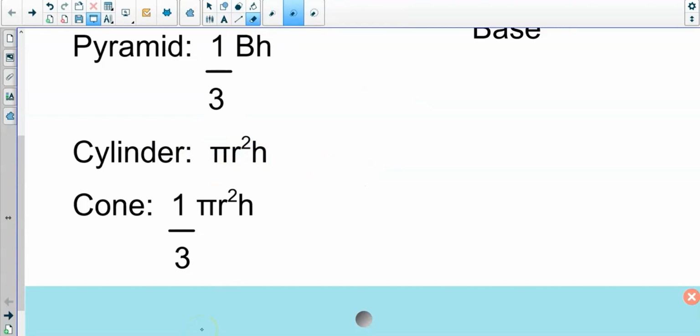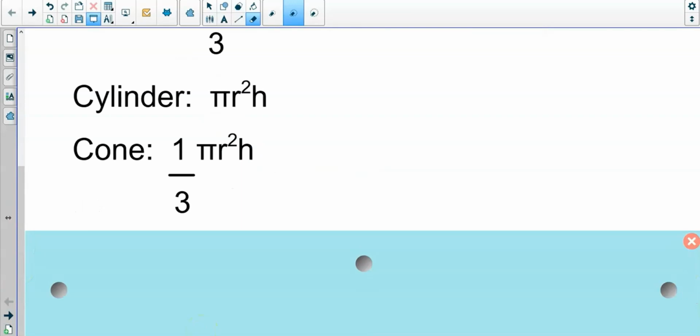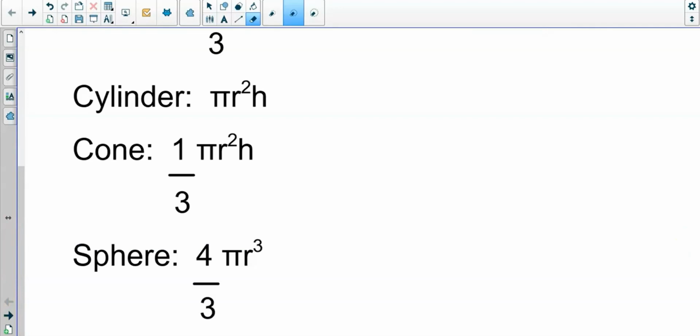And then last but certainly not least, we will have the volume formula for a sphere. The volume formula for a sphere, which is 4/3 pi r cubed. So 4/3 times pi times r cubed. Now let me tell you where this comes from, because it's really interesting. It's really cool how this works.